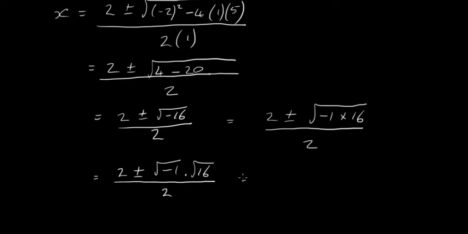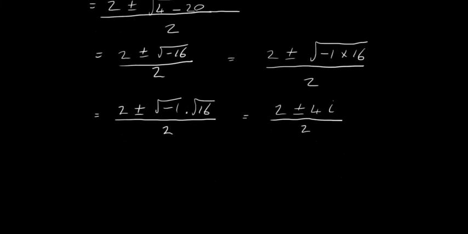That's over 2 again, so I'll end up with 2 plus or minus. Now remember, the square root of minus 1 here is i, and the square root of 16 is 4, so I end up with 4i here. Remember, i is the square root of minus 1, so this is just i. The square root of 16 is 4. And underneath I end up with 2.